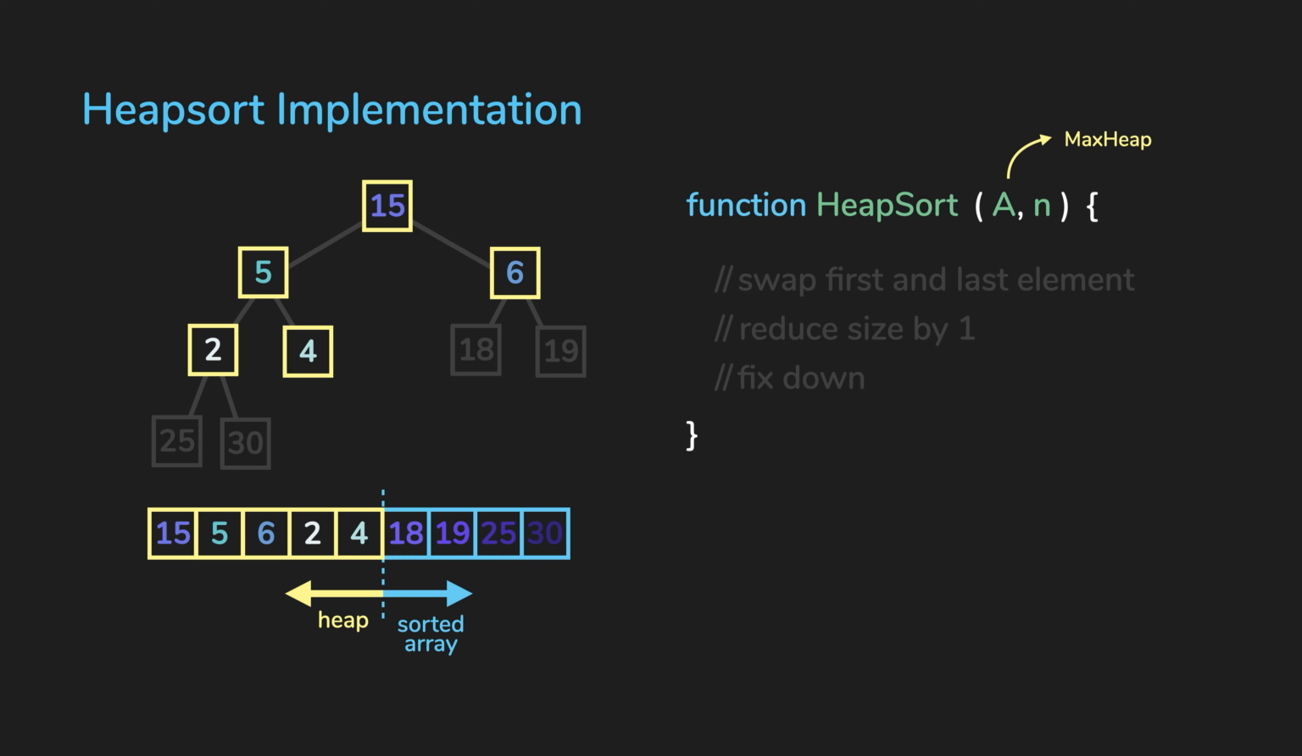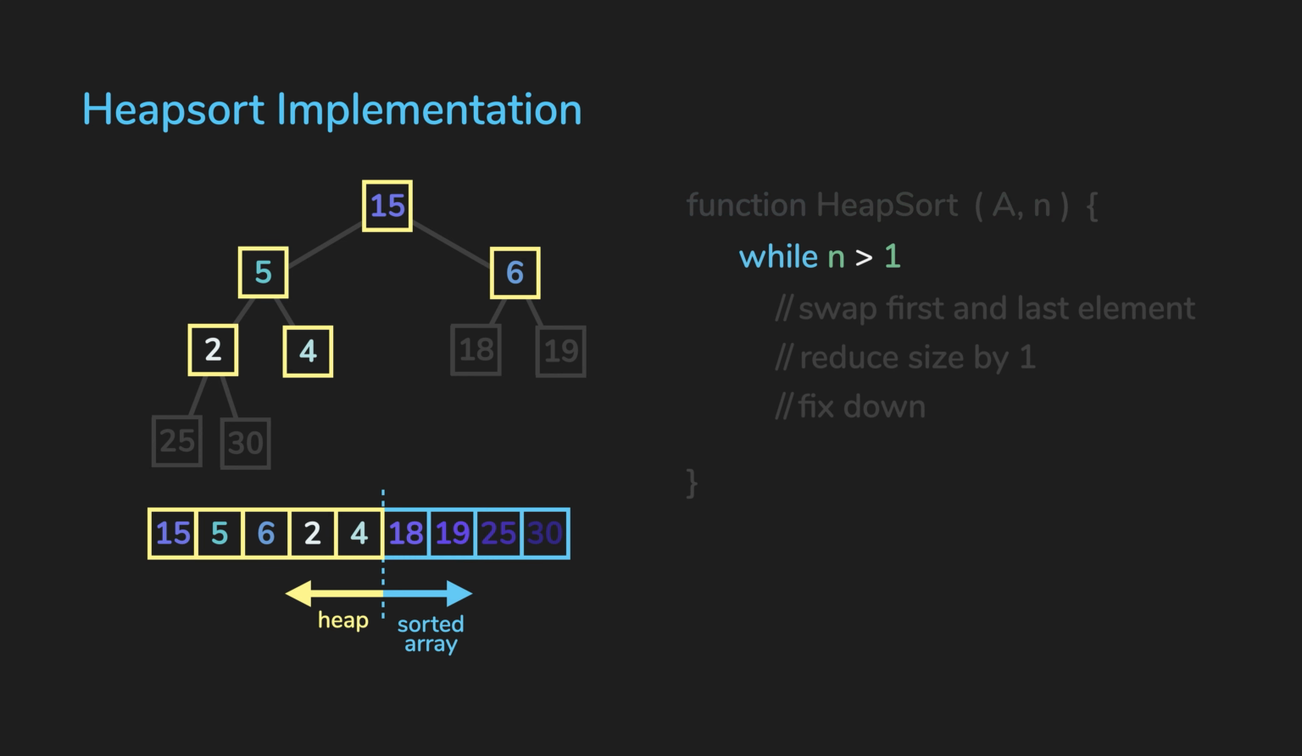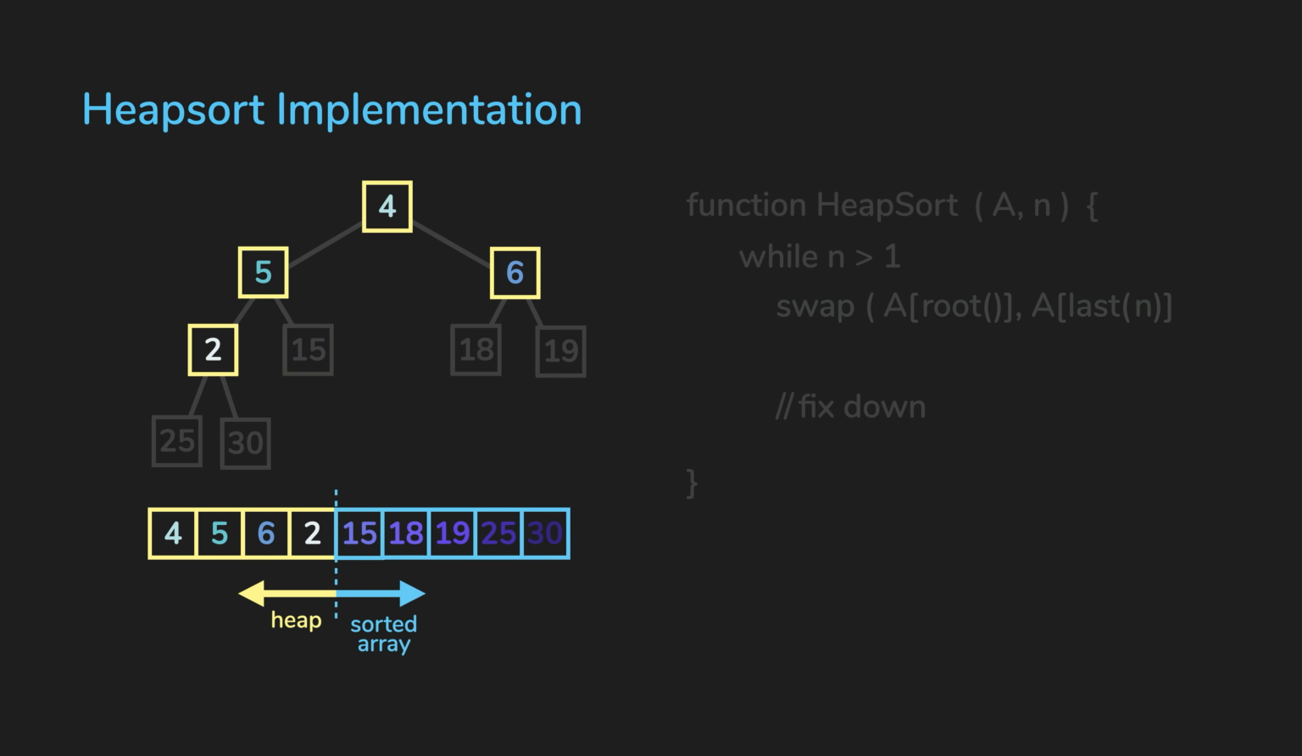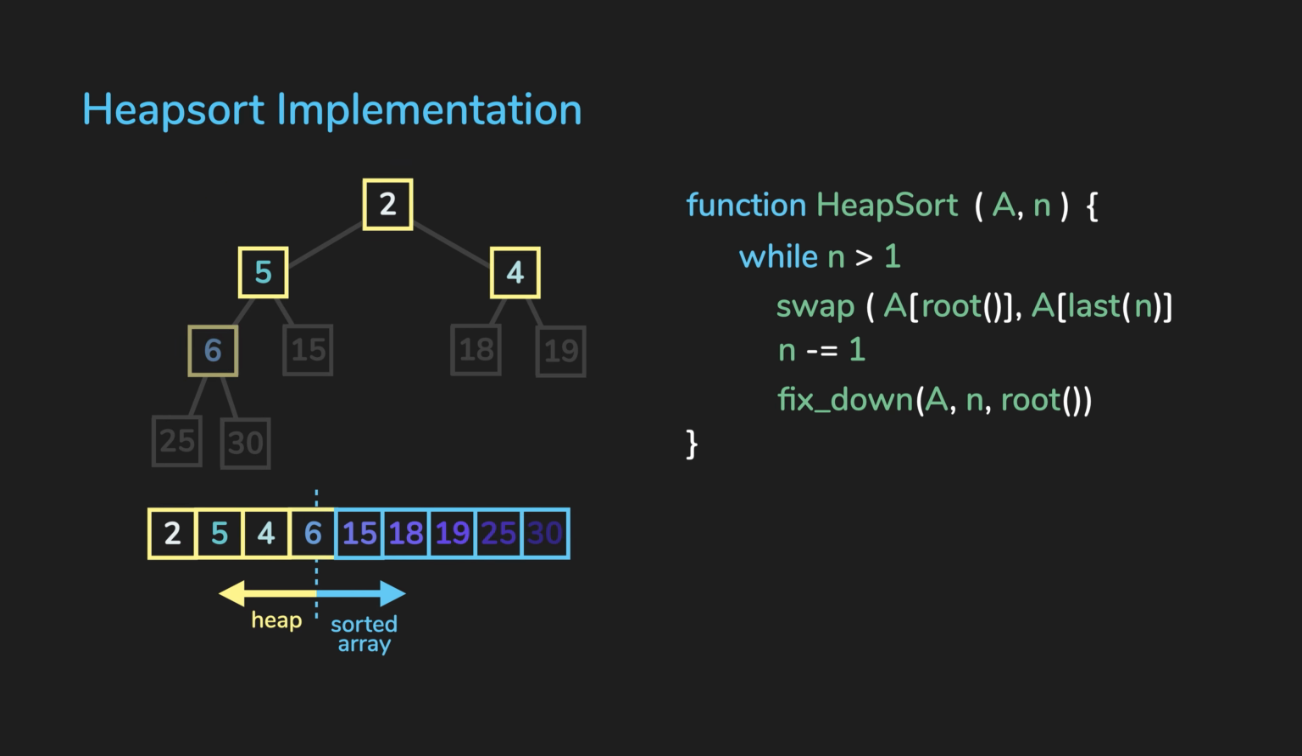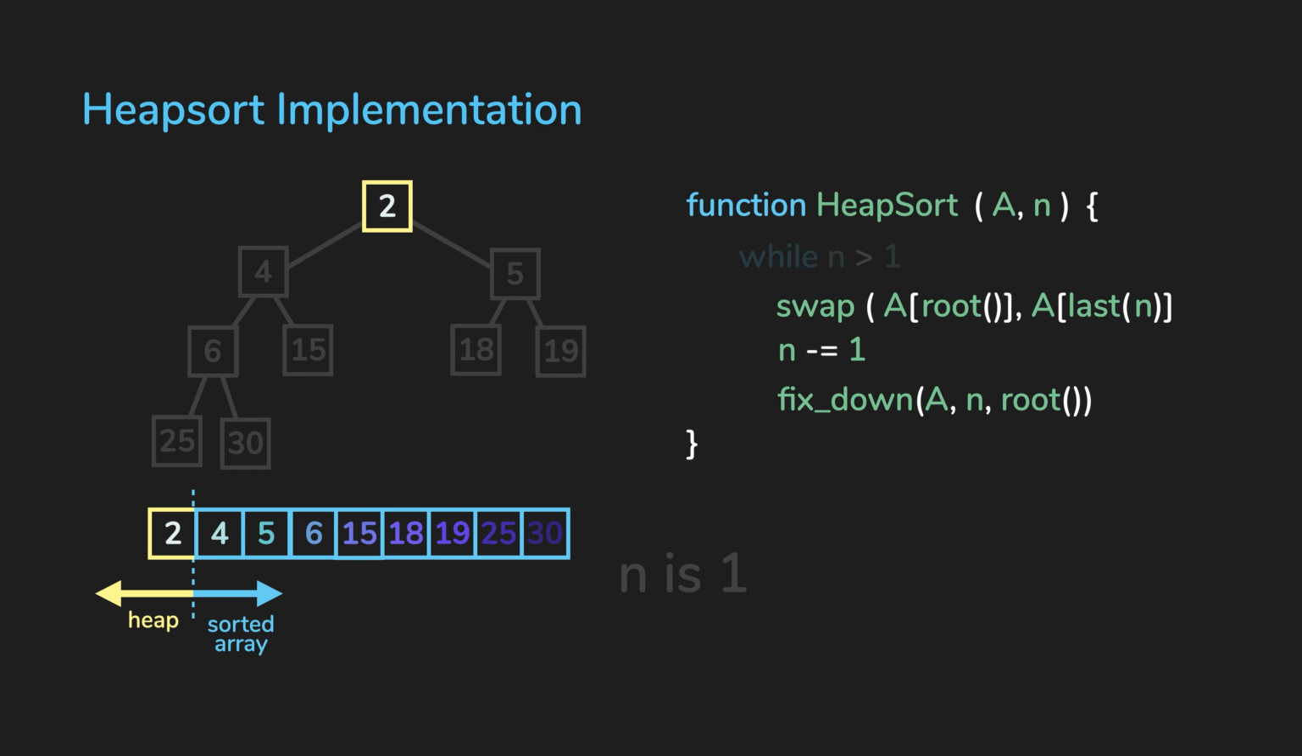For now, let's just assume that a is already a max heap. While n is larger than 1, we will swap the first and last element, decrease n by 1, and then fix down the root. We will use the expression root and last instead of index 0 and n-1, so it's easier to read the code. If we repeat this until we exit the while loop, we end up with a sorted array.